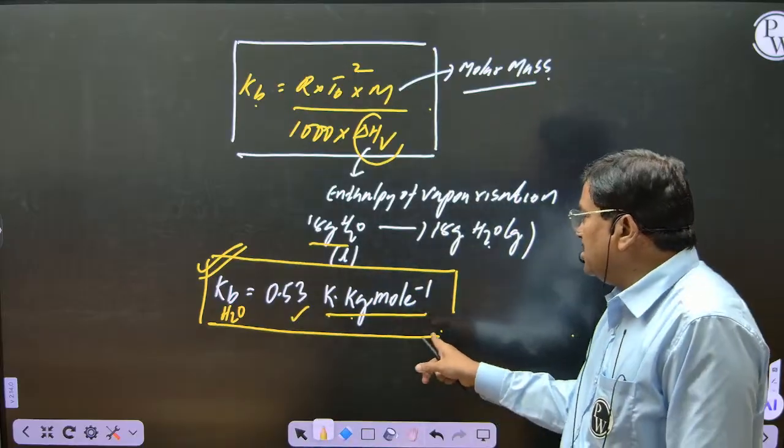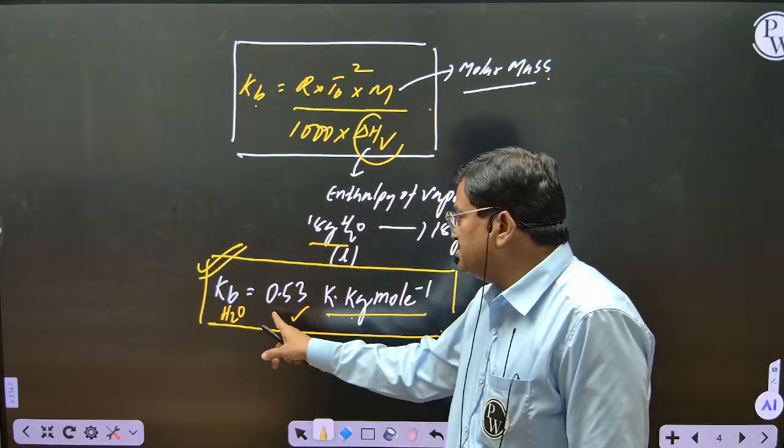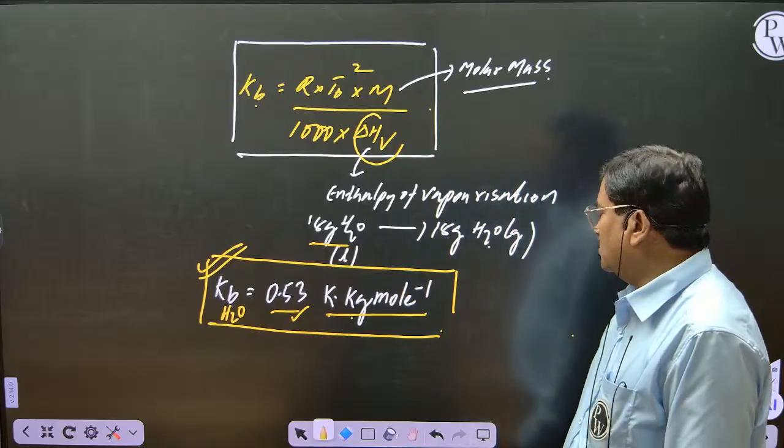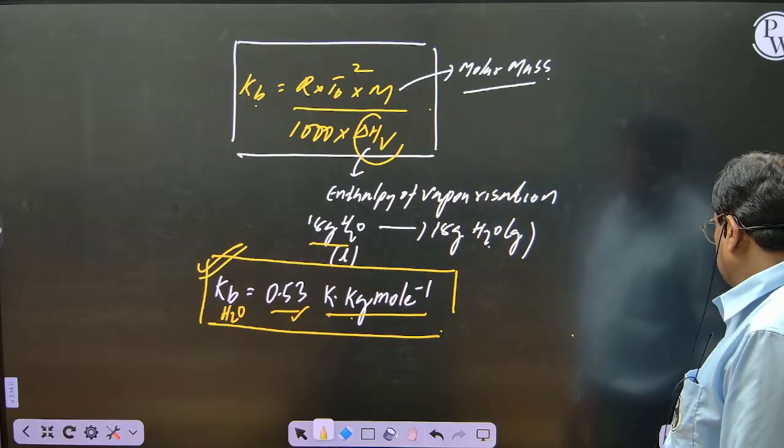Clear? This is the ebullioscopic constant. The value of the ebullioscopic constant for water is 0.53 Kelvin kg per mole. Now observe here, coming to the next.